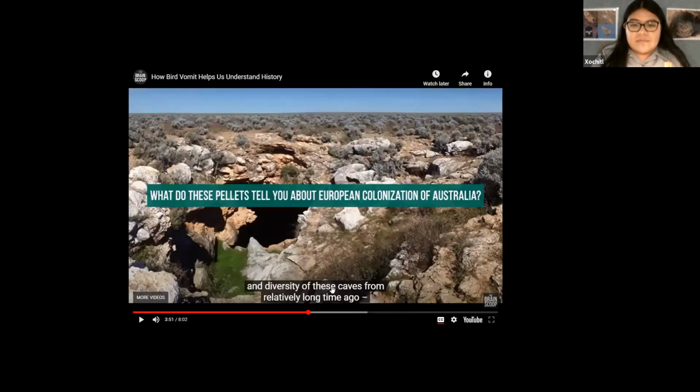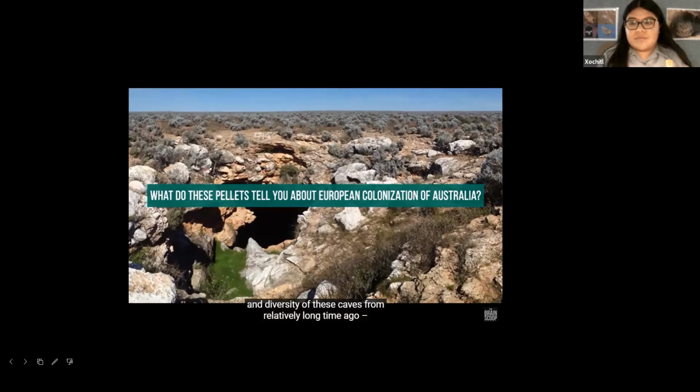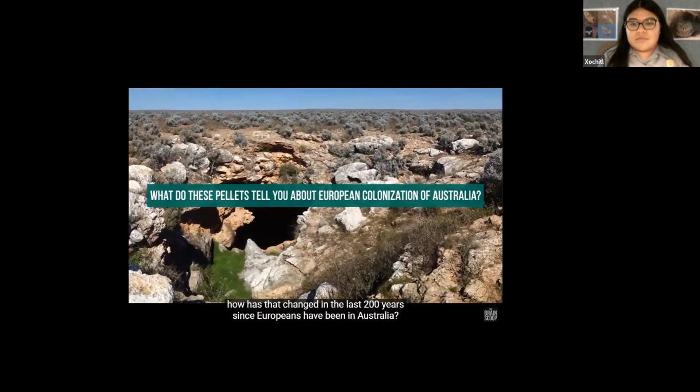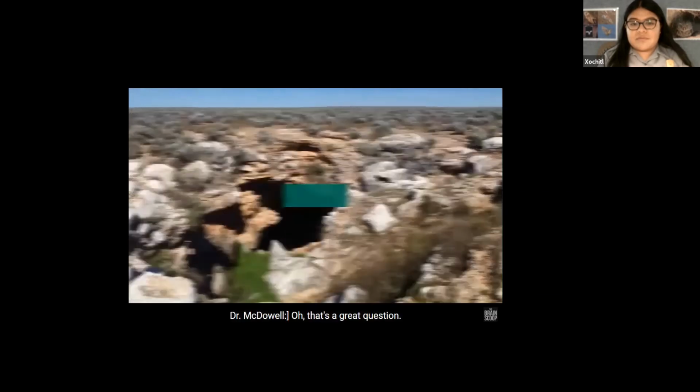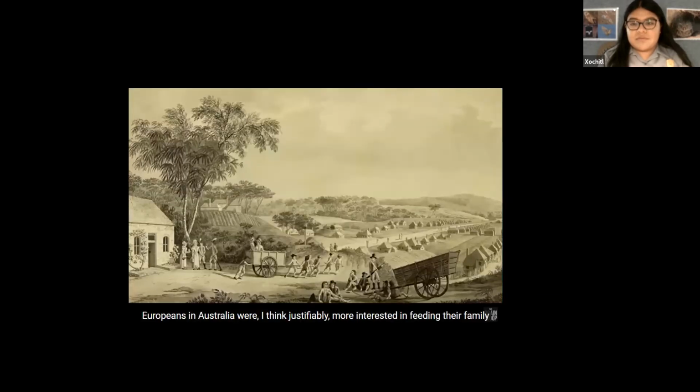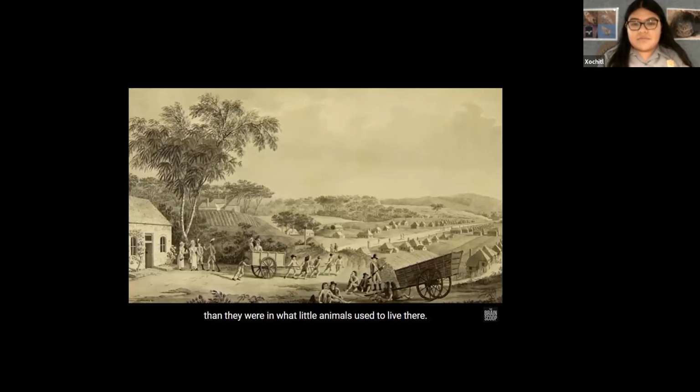From relatively long time ago, how has the species and diversity of these caves changed in the last 200 years since Europeans have been in Australia? Oh, that's a great question. Europeans in Australia were, I think, justifiably more interested in feeding their family by clearing a heap of land and planting wheat than they were in what little animals used to live there.